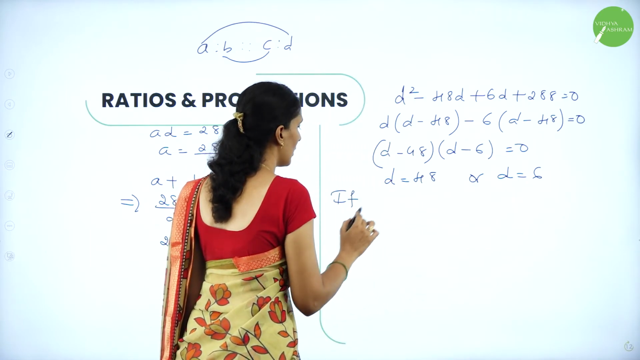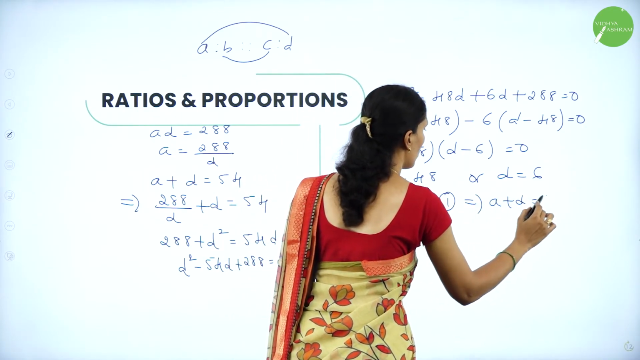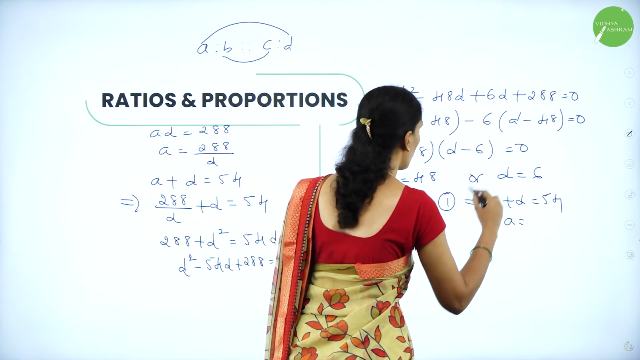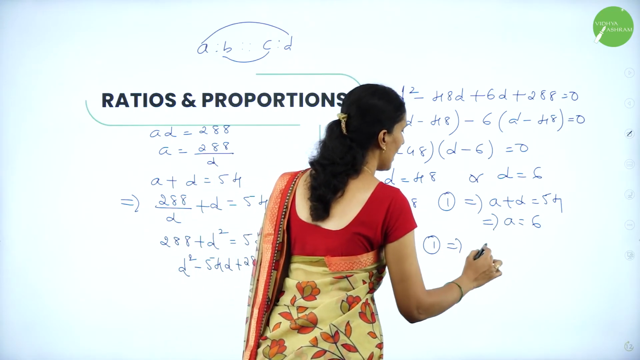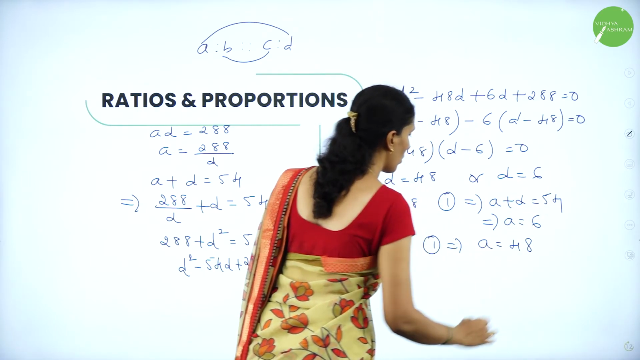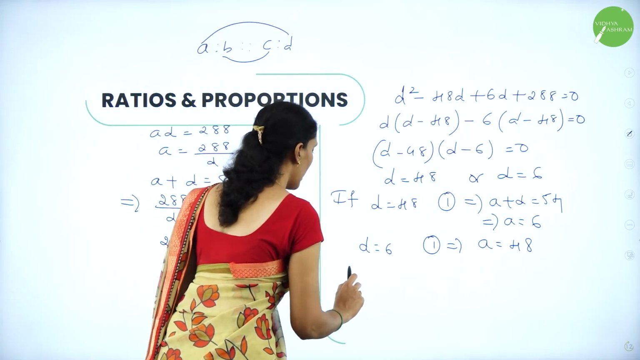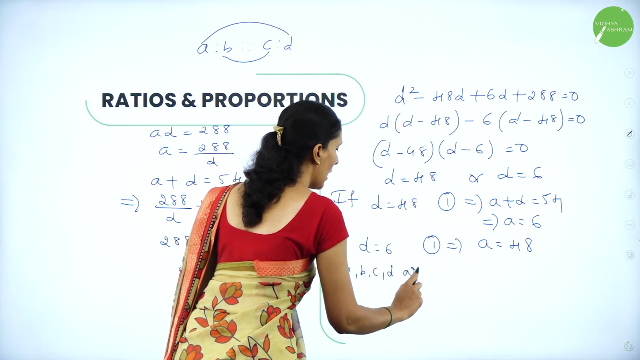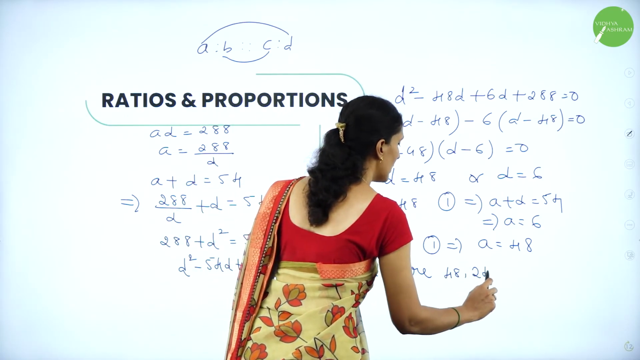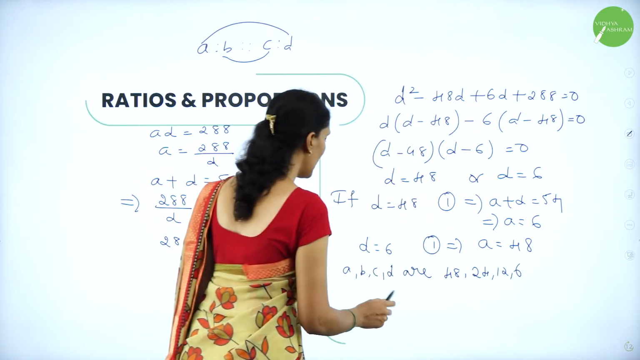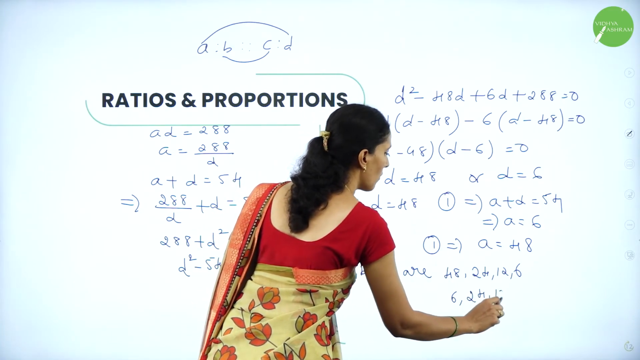If the value of d is equal to 48, from equation 1, a plus d is equal to 54. So from this you will get a is equal to 54 minus 48, which is 6. Or if d is equal to 6, then equation 1 implies a is equal to 54 minus 6, you will get 48. So therefore, I can write the values of a, b, c, d as, if I take a as 48, b is 24, c is 12, and d is 6. Similarly, one more form I can write, if a is 6, then 6, 24, 12, 48.